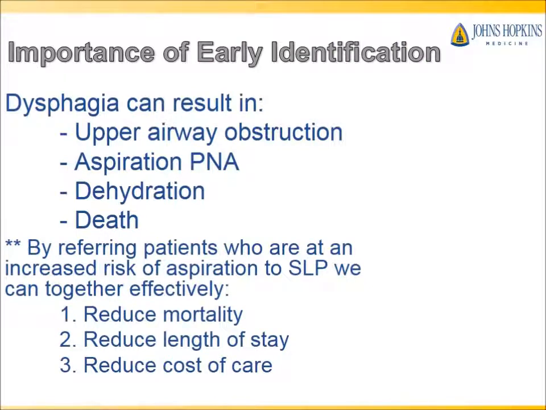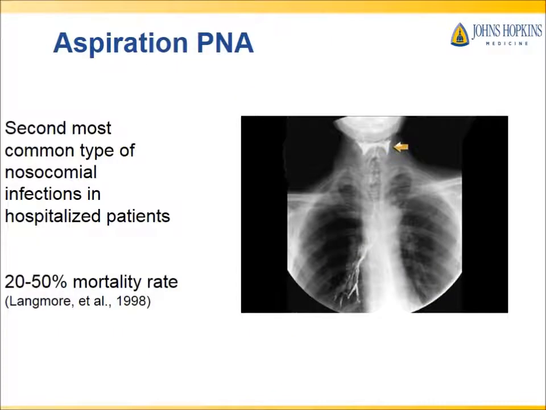It is important to identify dysphagia early during the patient's hospital stay because dysphagia that is not managed can result in upper airway obstruction, aspiration pneumonia, dehydration, and death. Additionally, pneumonia and respiratory illness is the leading cause of readmission in stroke patients. By referring patients who are at increased risk of aspiration to speech-language pathology, we can together effectively reduce mortality, reduce the length of stay, and reduce the cost of care.